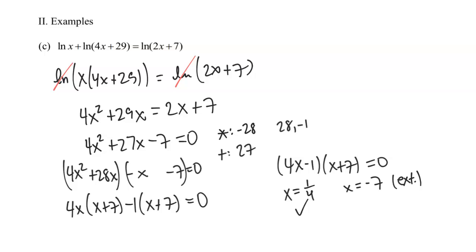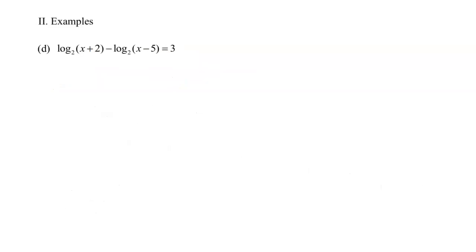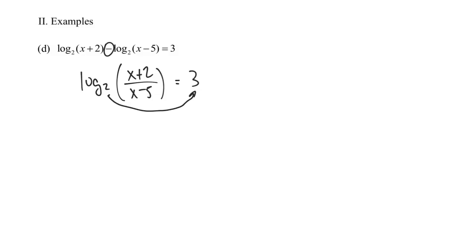Okay, one last example where we have to use the quotient rule, and again, because of the minus sign here, I know that's the case, and so this is going to be log base 2 of x plus 2 divided by x minus 5, and then is equal to 3. And so now that I've got that into a single logarithm, I'm going to once again use the log loop. And so 2 to the 3rd power is going to give me 8, and that's going to equal x plus 2 divided by x minus 5.